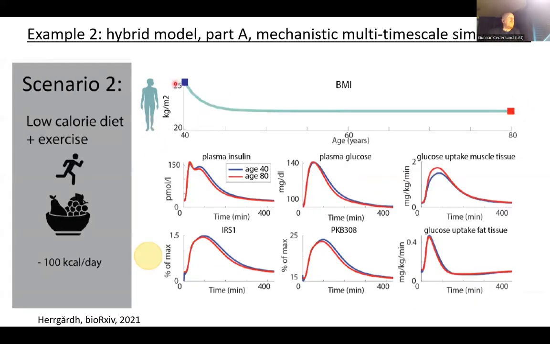And in the same way, we can simulate another scenario, where you eat a little bit less than you usually do, 100 kilocalories less, but you start to exercise also. Then you drop your weight, and you don't see this type 2 diabetes development. You see that the meal response here is basically the same before and after. So this is now model 1. This is a multi-level model, but this is now model 1 in this sequential model.